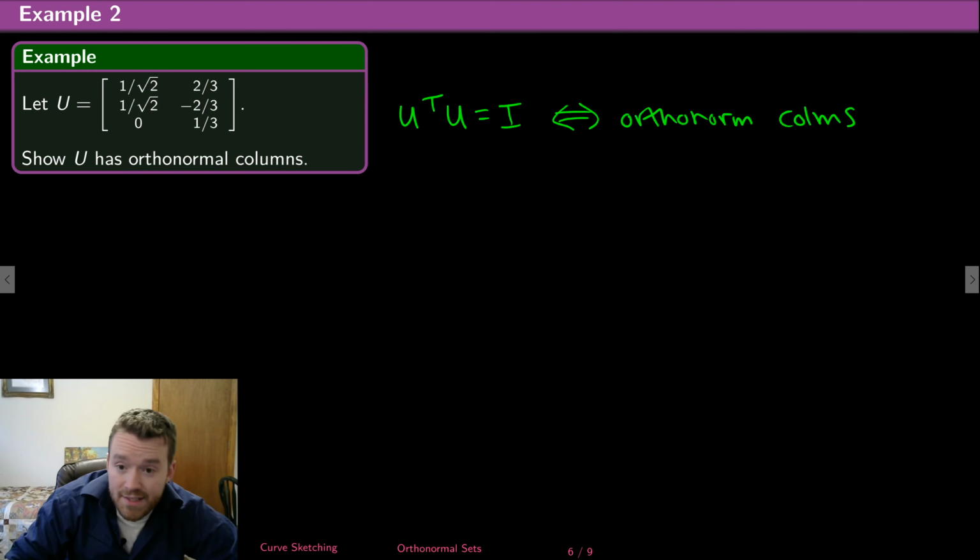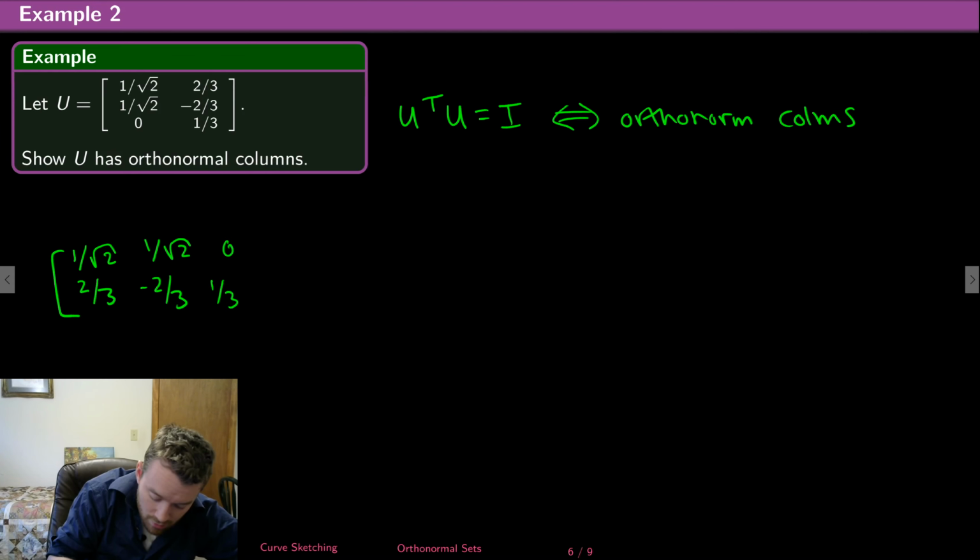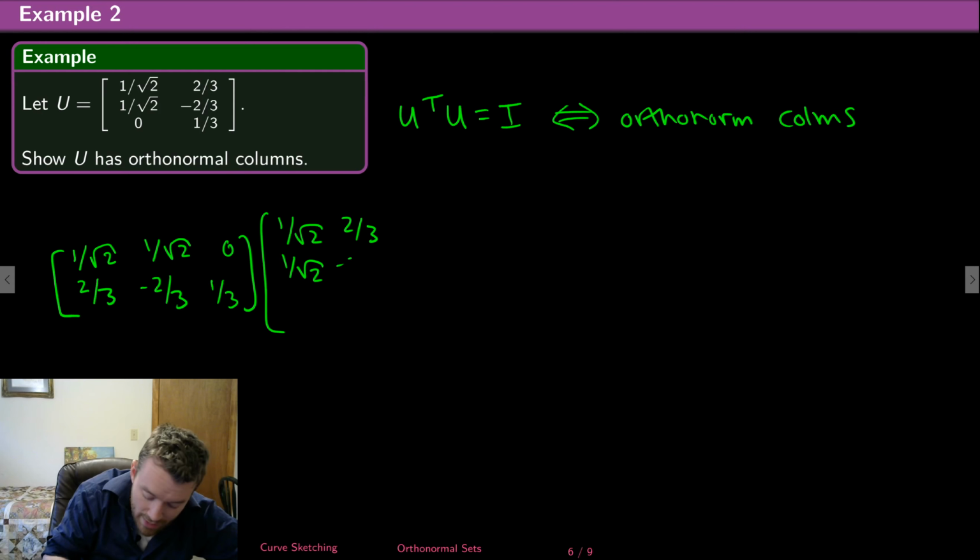You'll find out actually in this example, and I'll show you why, that this isn't harder, it isn't easier than actually checking whether or not they're unit vectors and whether or not their dot product is 0. It's just a nicer way to organize my work. So let me show you. U transpose is 1 over root 2, 2/3, 1 over root 2, negative 2/3, and 0, 1/3. I want to multiply that by U, which is 1 over root 2, 2/3, 1 over root 2, negative 2/3, 0, 1/3.